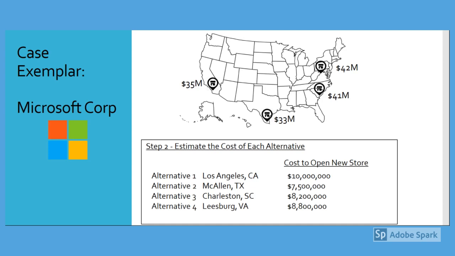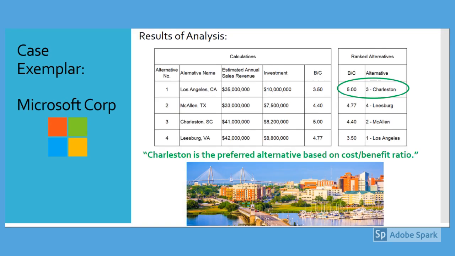In the rightmost column, you see the cost anticipated to open a new store based on historical indices, anticipated construction costs, etc. Using these annual sales revenue and investment estimates, we calculate the benefit cost ratio for each location, and we rank them. In this example, we see that the prevailing alternative is Charleston.